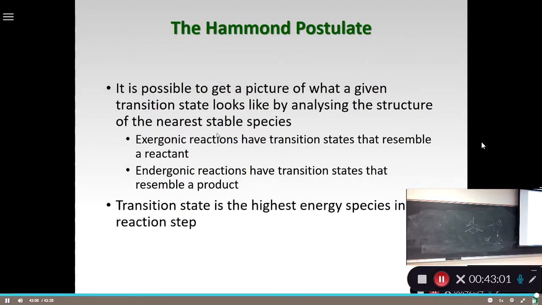The next few slides are going to be about the Hammond postulate, which is basically about the morphology of the transition state, which we will discuss later on. With this, I'm going to end the video, and we will talk about the Hammond postulate in a minute.